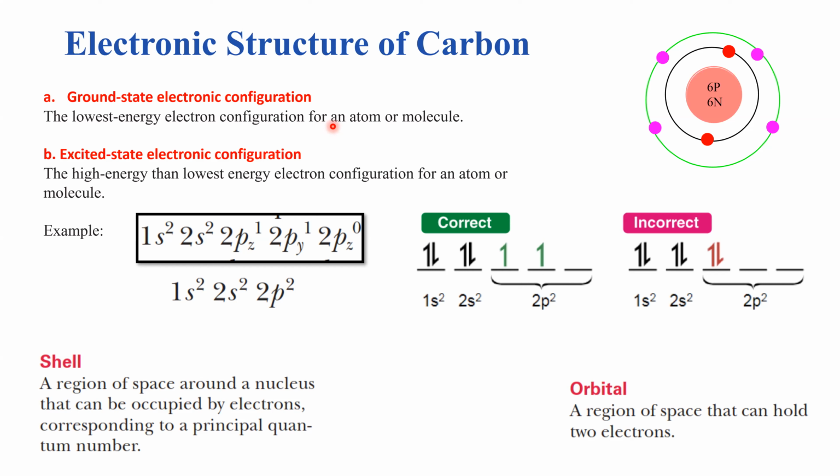So in a normal condition, the ground state electronic configuration is how we will allocate the electrons. The excited state electronic configuration is higher in energy than the lowest energy electron configuration of an atom or a molecule. So an element shifts from the ground state to the excited state electronic configuration when it senses that there is something on offer in the environment, and it can make a bond, and that can put it in a more stable form, right? So then it will get excited.